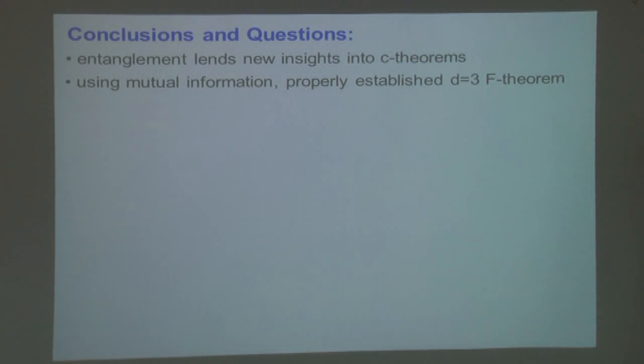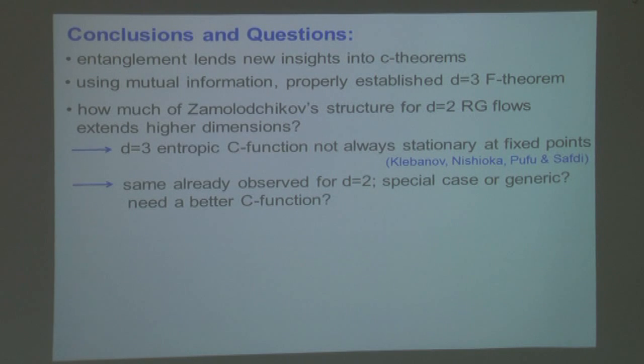So we finally came to the end. The conclusions, the messages: entanglement seems to give us interesting new insights into C-theorems. Using the mutual information, we seem to have a proper definition or proof of the 3-dimensional F theorem. There are lots of questions one might ask. One, asked right at the beginning, is how much of the structure that we saw in 2 dimensions actually lifts to higher dimensions?